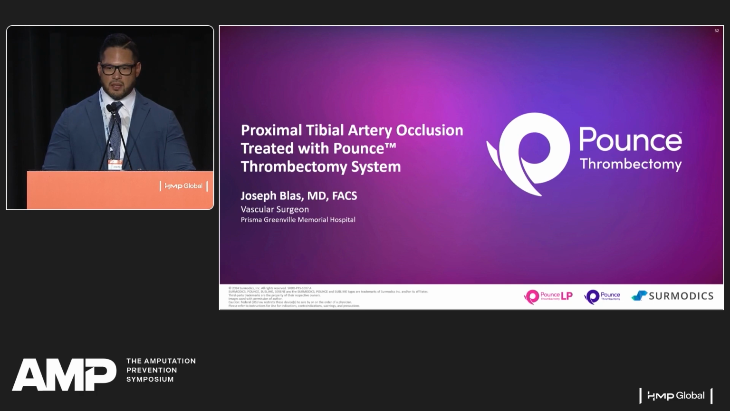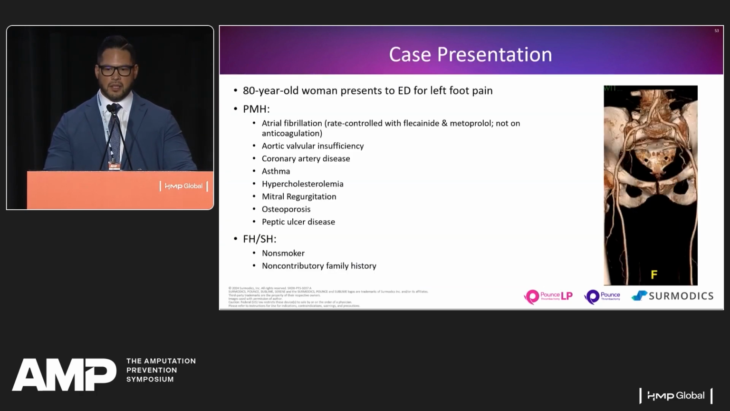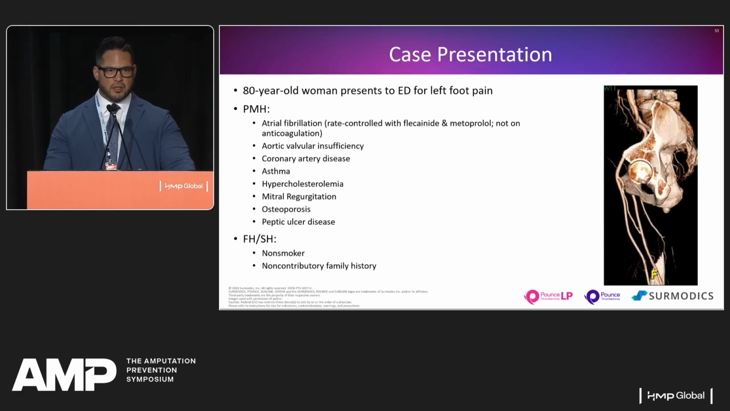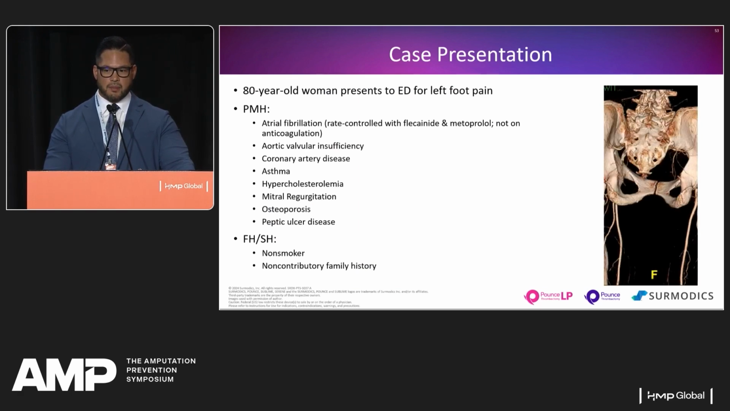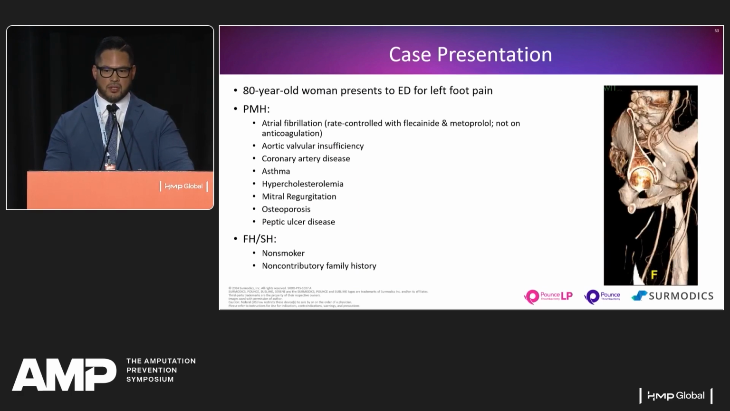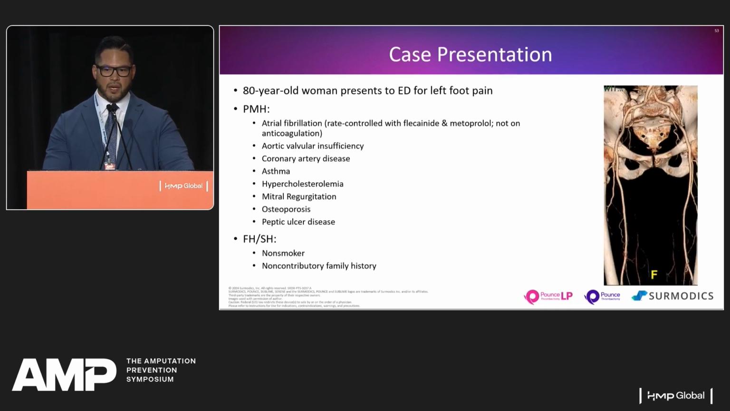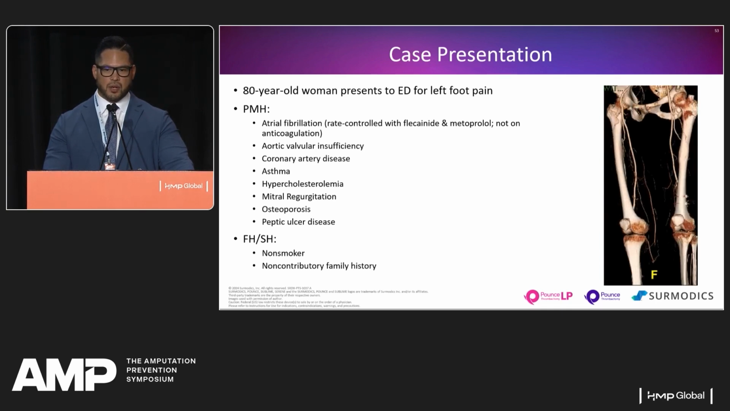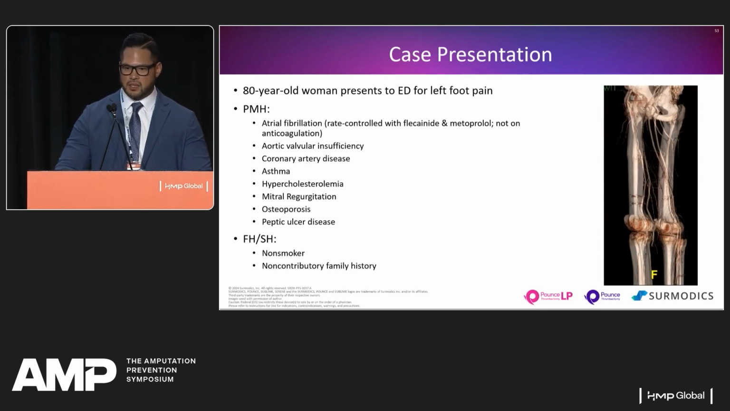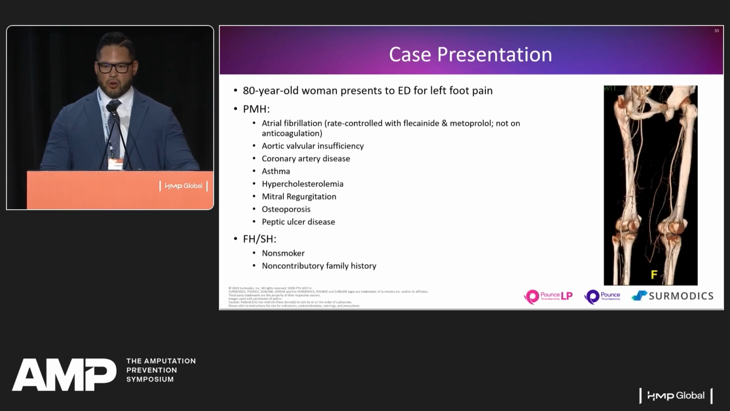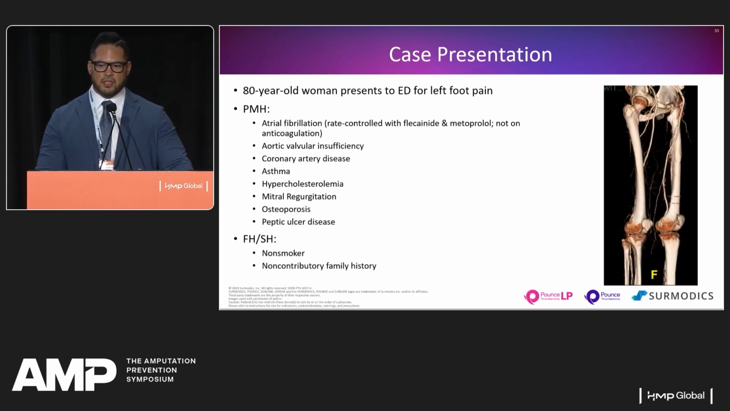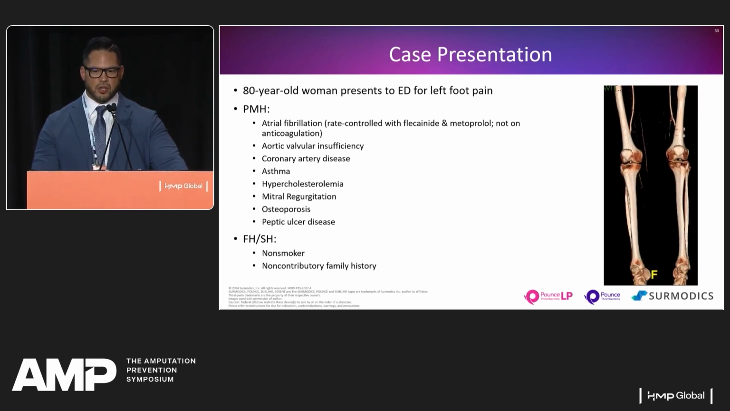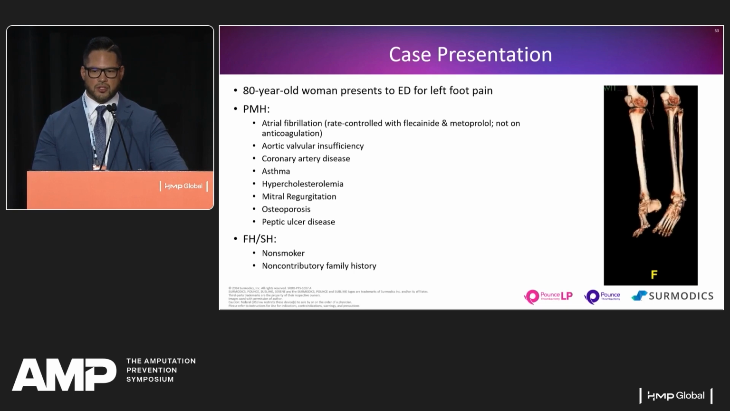The second case is a proximal tibial artery occlusion in a patient who we also use this device on. This is a very different patient mix altogether. She presented with acute left foot pain, atrial fibrillation, rate controlled on flecainide and metoprolol, but not on anticoagulation. Coronary artery disease, it's a high list of comorbid conditions.